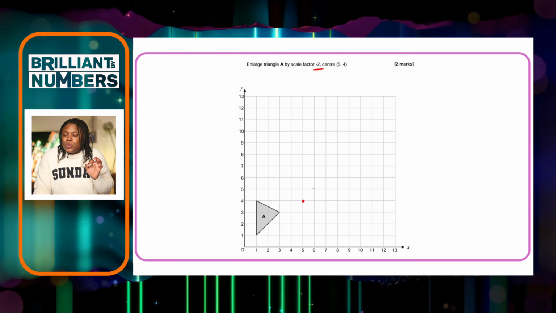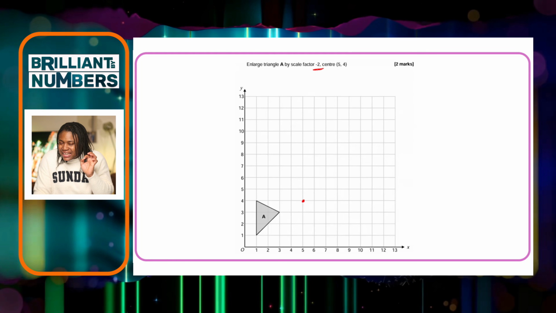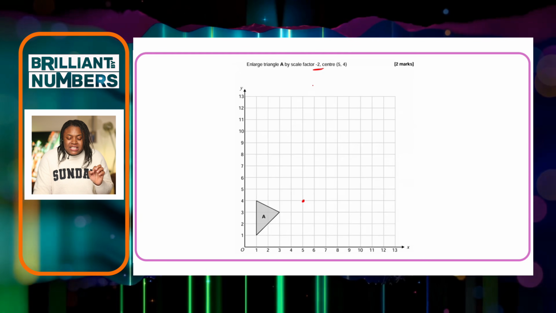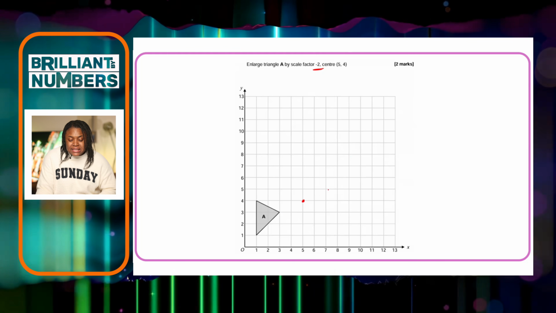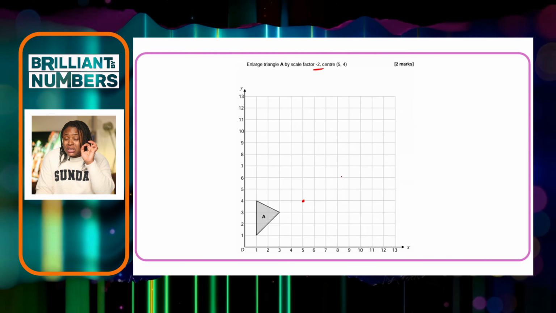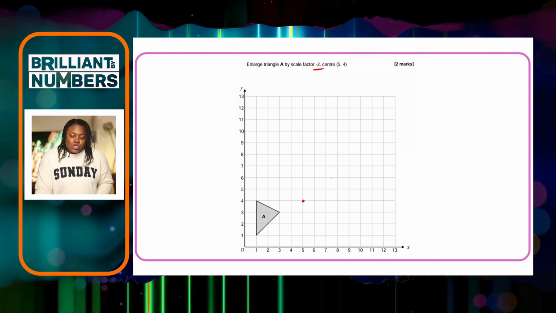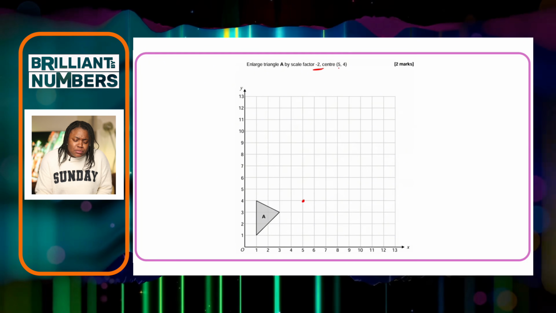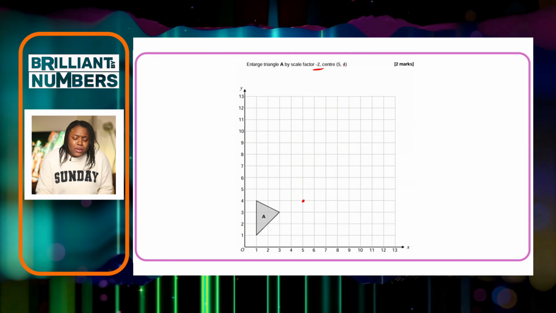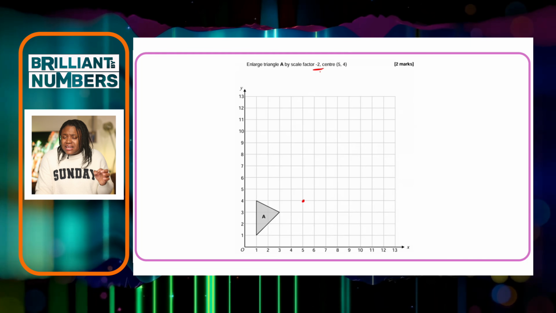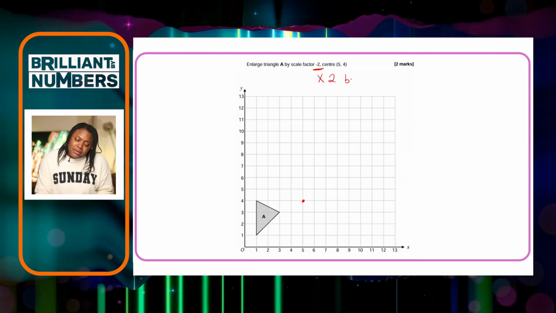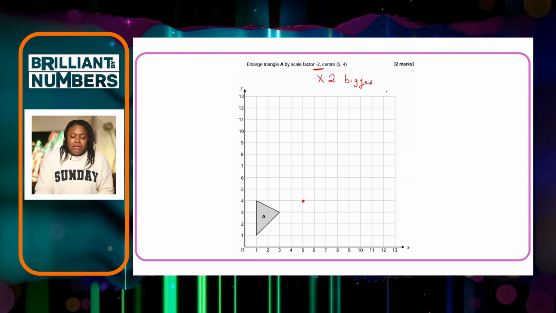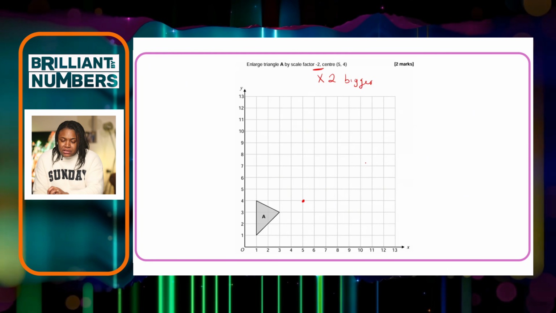Now, whenever we are enlarging by a negative scale factor, this means that the image is going to come on the opposite side of the center. That's what it means, negative. So we are at 5, 4, and we are enlarging by scale factor minus 2. The shape will be 2 times bigger, but it will be on the opposite side of the center.